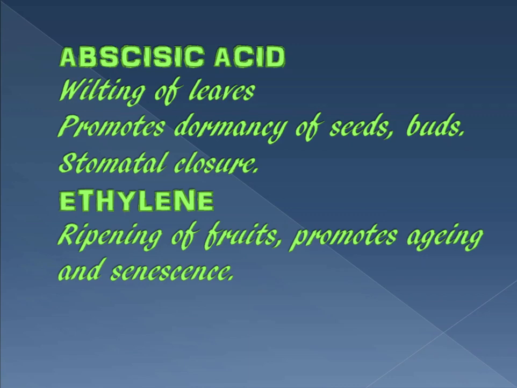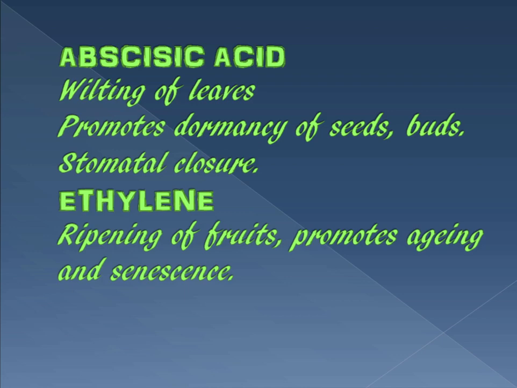Next is about the growth inhibitor hormones. First, abscisic acid. Plants also need signals to stop growing. Sometimes you can see certain dried parts of the plants like leaves or branches have to stop growth and they have to be removed from the plant, and this is done by these growth inhibitors.